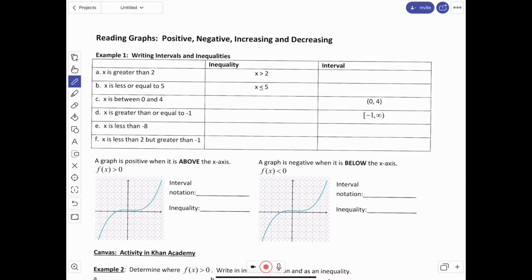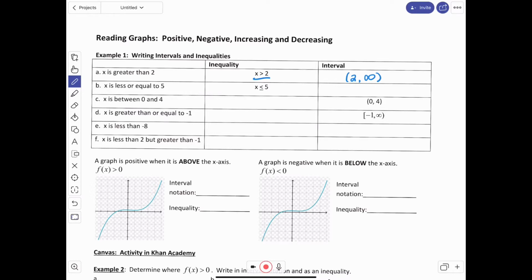So in words, on this first example, when it says x is greater than 2, so the inequality, as you can see here, x is greater than 2. As an interval, it's going to look like this. Think about whether that's going to go to infinity or negative infinity. Well, what's greater than 2? Is infinity greater than 2 or is negative infinity greater than 2? Hopefully you're thinking infinity is greater than 2. So you would put 2 to infinity.